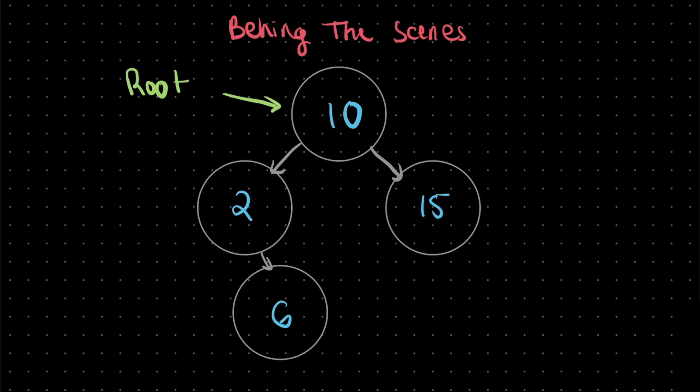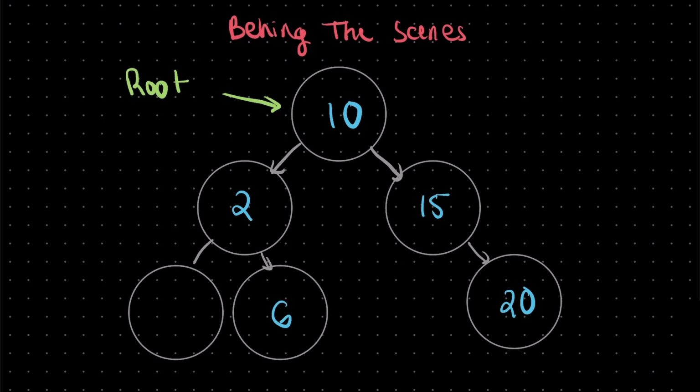And now let's add 20. Because 20 is larger than 10, we go to the right. And 20 is larger than 15, so we add 20 to the right child of 15. Finally, let's add negative 4. Negative 4 is less than 10, we go to the left. And negative 4 is also less than 2, so we add negative 4 to the left child of 2.